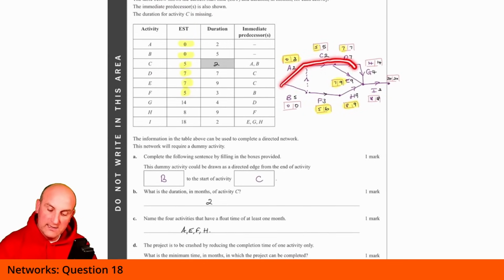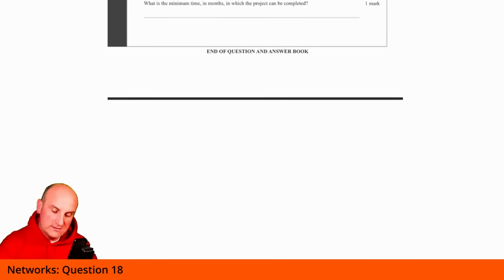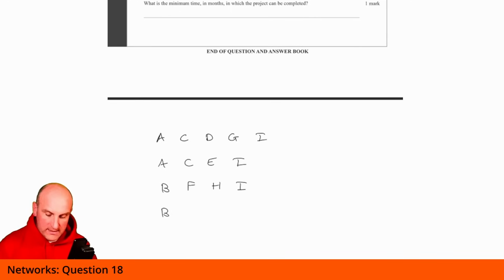So I went, okay, so let's look at, there's one path. Here is another path. Here is another path. Here is a path, and here is a path. All right, so I went through all the different paths and listed them out. So I'm going to use this last piece of VCAA's paper to say, right, there was a path through A, C, D, G, and I, A, C, E, and I, B, F, H, and I, B, C, D, G, and I, and then B, C, E, and I.